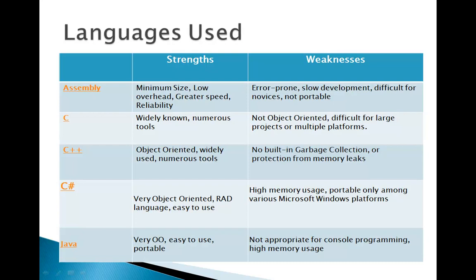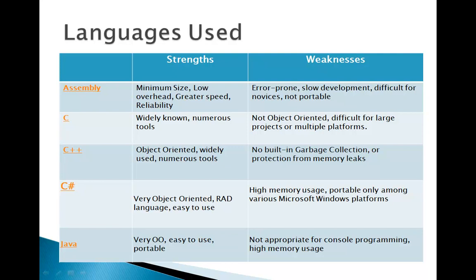Languages used in game programming. Assembly. Assembly language is a low-level language used for arcade-style console games, which is very powerful. The biggest reasons for using assembly language were the minimal size, low overhead, greater speed, and reliability. But the weaknesses of assembly language are slow development, difficulty for beginners, and that it was not portable.